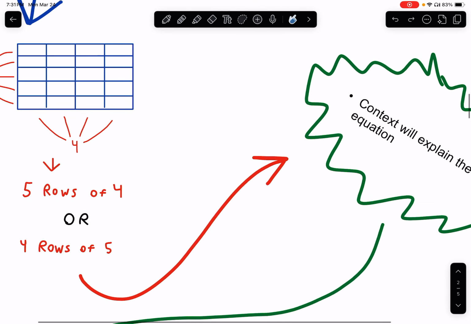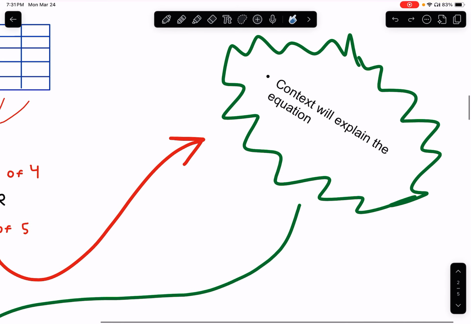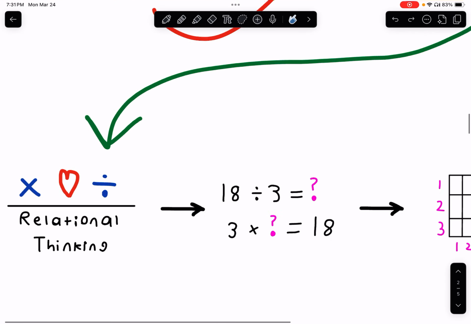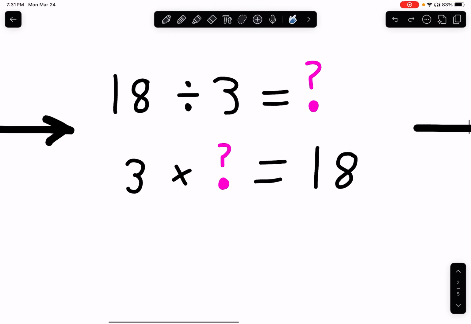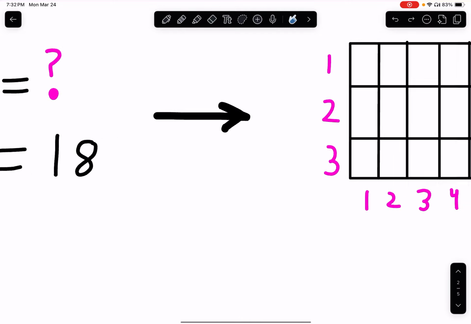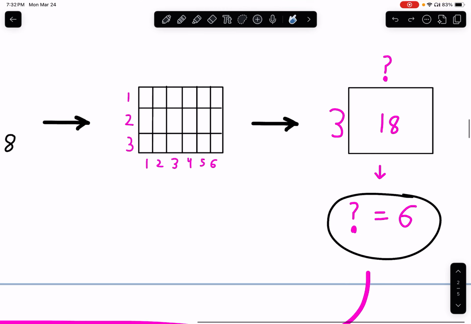Now we will then take this information that we have just learned and use it to learn another important aspect of multiplication, that being the relationship between multiplication and division. For example, 18 divided by 3 is a number, and 3 times a number is 18. Now, once we draw this out, we can actually see that there are 6 in a row.